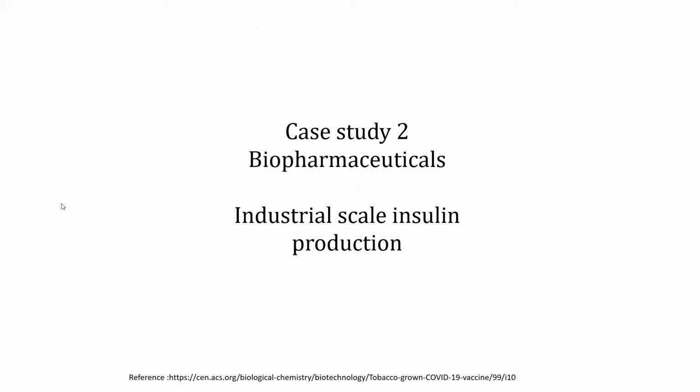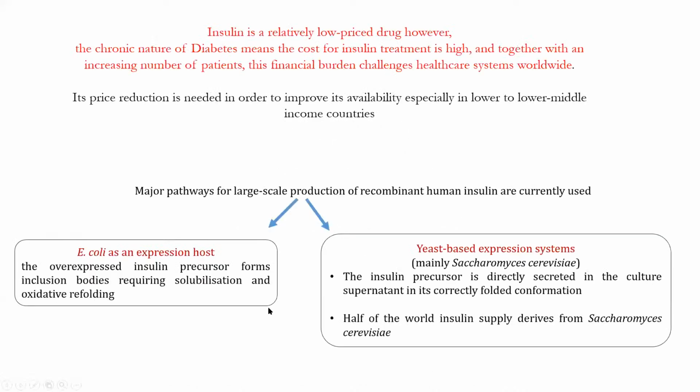Now let us take another case study of a pharmaceutical, that is insulin production. You all know that insulin is a relatively low-price drug. However, with the increase of diabetes on a global scale, the demand is greater, and normally recombinant human insulins are used, and there are 2 types of processes. The first process is E. coli as an expression host, where the insulin precursors are formed as inclusion bodies, requiring solubilization and oxidative refolding, which is done manually.